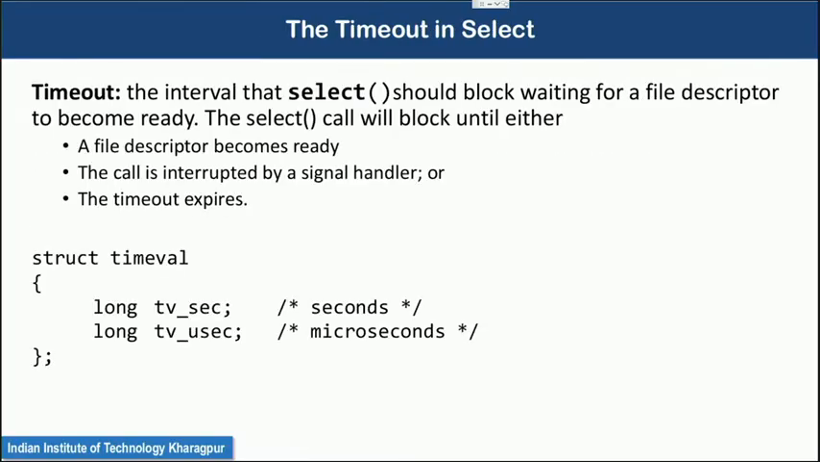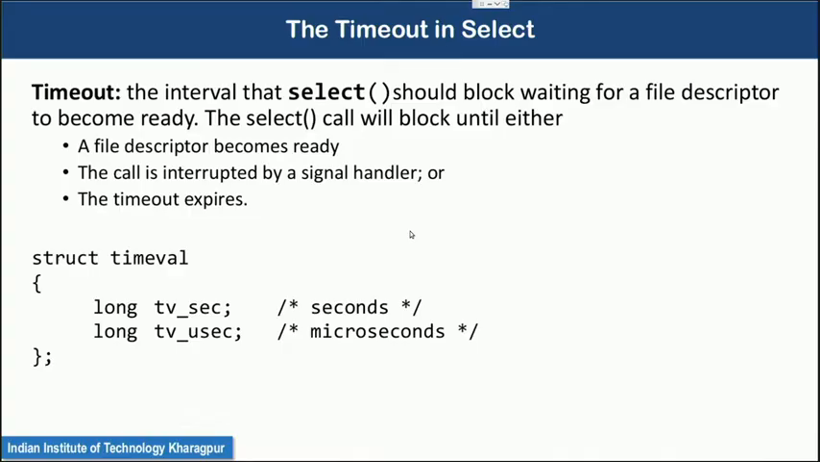Now, we have a timeout value, the interval that select should block waiting for a file descriptor to become ready. The select call remains blocked until either a file descriptor becomes ready, the call is interrupted by a signal handler, or a timeout expires. In any of these cases it comes out of the select. So, whenever one of the file descriptors becomes ready, it comes out of the select call, if the call is interrupted by some other signal, or the timeout happens. This is the procedure to set the timeout.